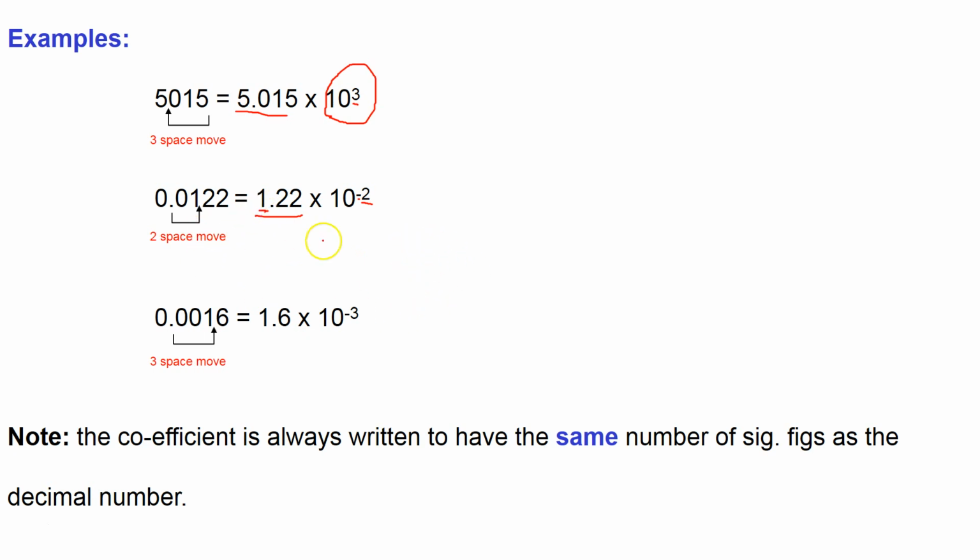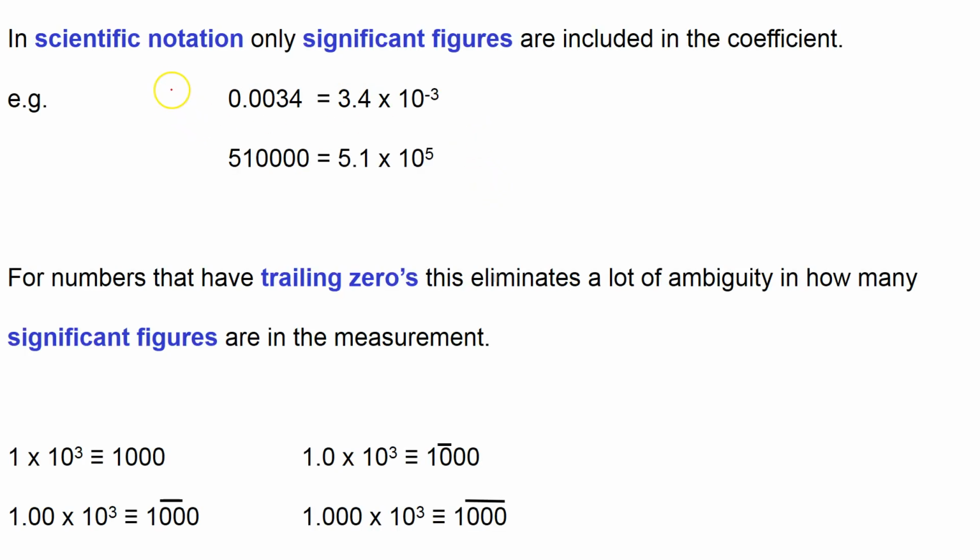There are never any leading zeros in scientific notation because we always make certain that the digit to the left of the decimal point is a number that is greater than 0. So in scientific notation, only significant figures are included in our coefficient. There's no leading zeros that don't count, and there's no trailing zeros that don't count in any of our coefficients. So that makes it really nice for expressing a number correctly to the right number of significant figures.